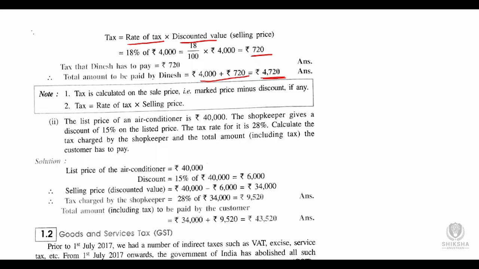Then come to the second example. The listed price of an air conditioner is 40,000, and the shopkeeper gives a discount of 15% on the list price, and the tax rate for it is 28%. Calculate the tax charge. It is the same process.